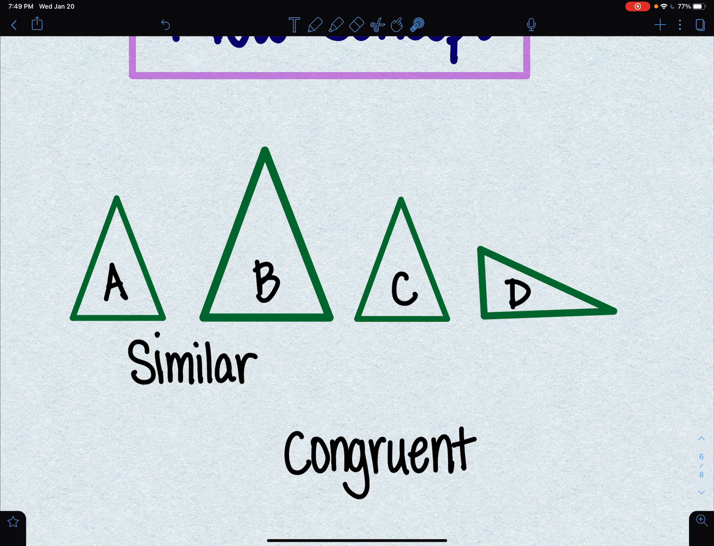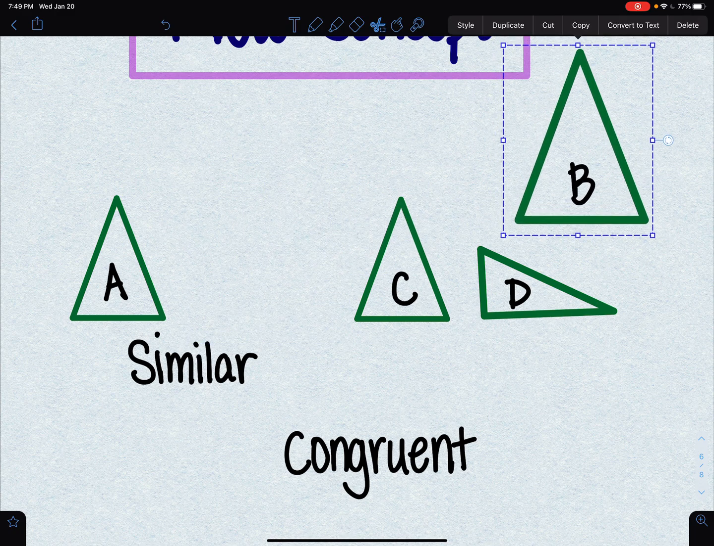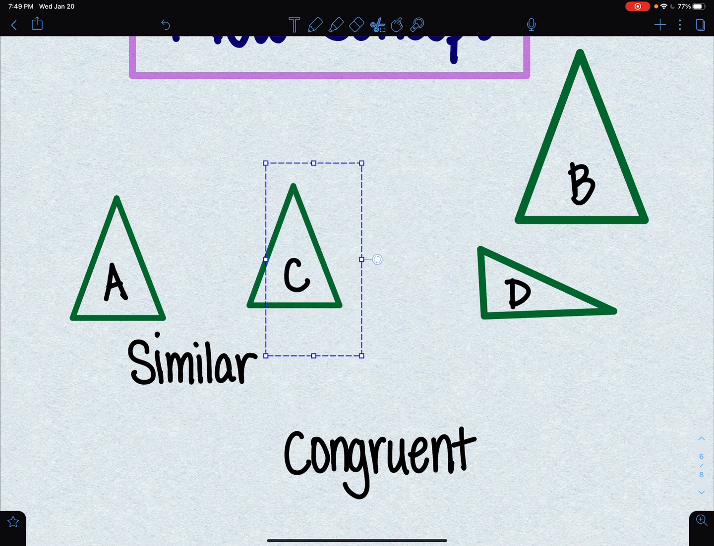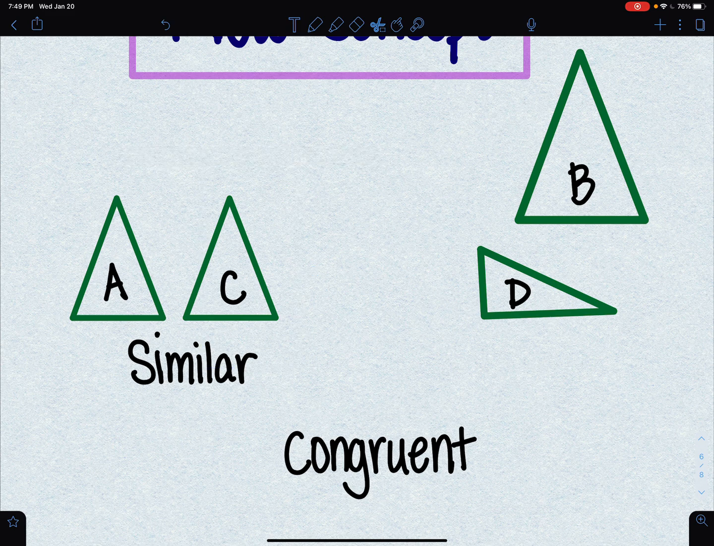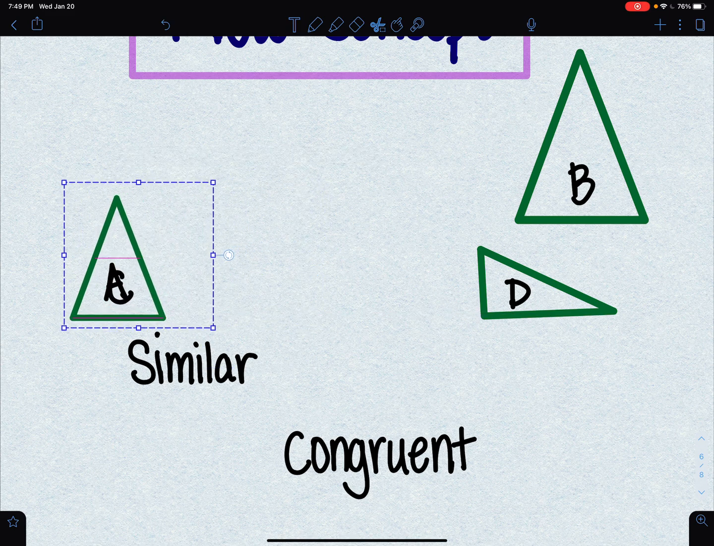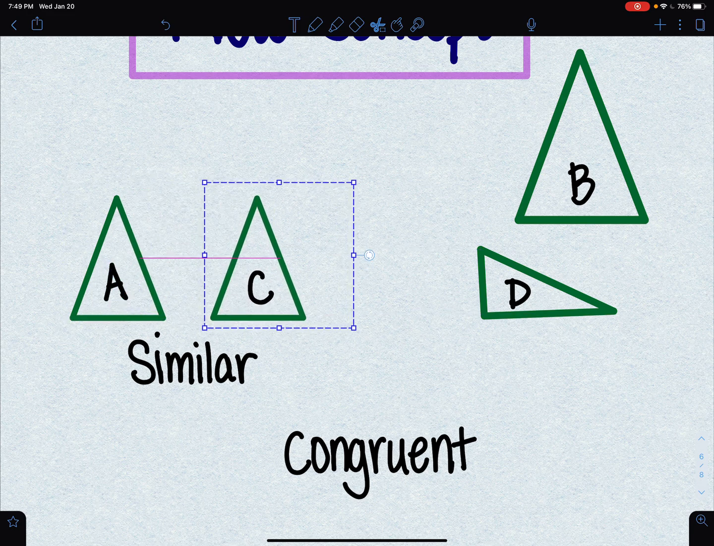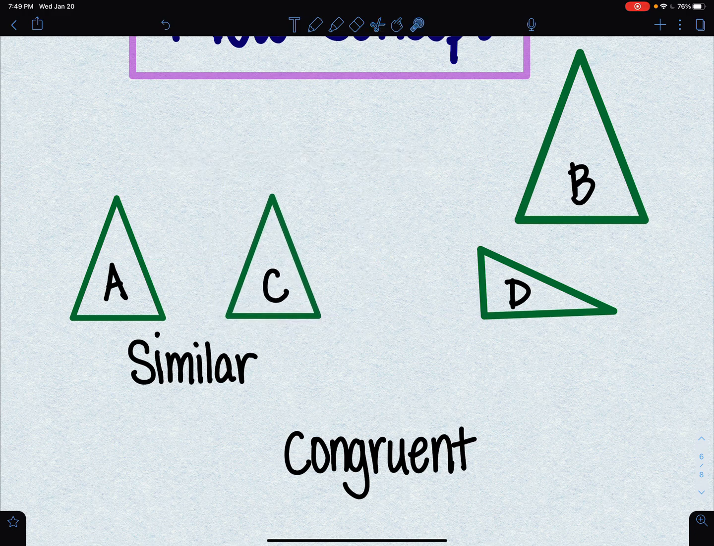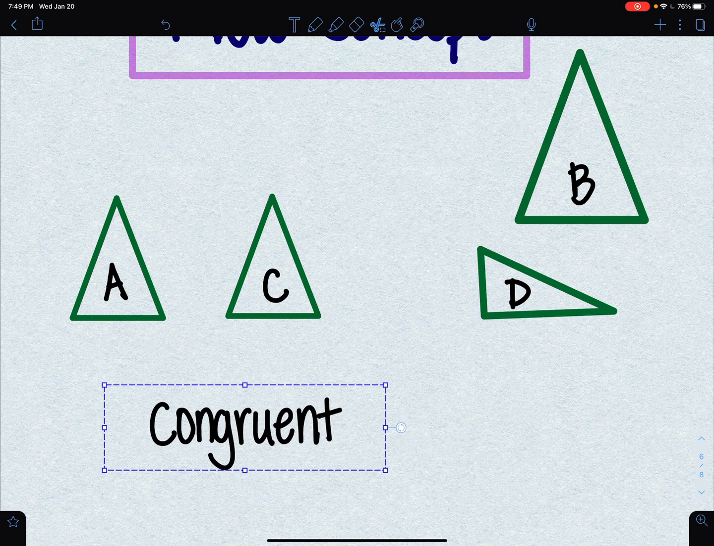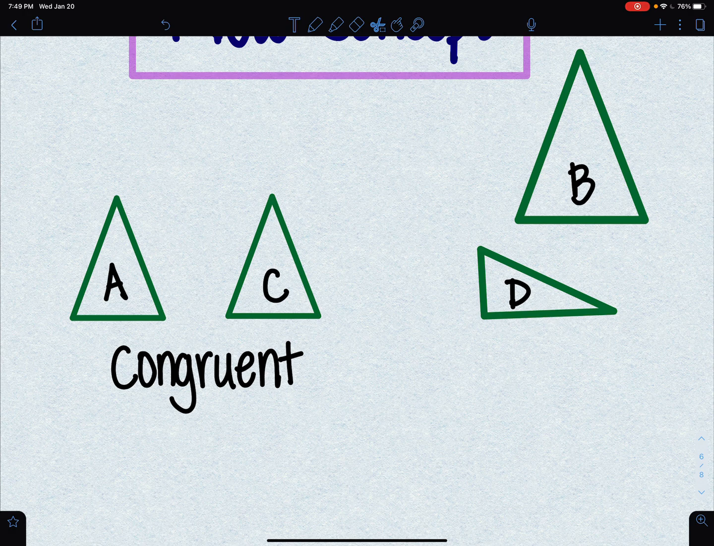Now there are 2 triangles here that are congruent. And I'm going to move this triangle out of the way so you can see better. Triangle A and triangle C are exactly the same. And I know they're exactly the same because I just copied one and made it side by side. See how I did that? Look how they're exactly the same. That means that their angles are the same, but also their lengths are the same. So these are not just similar, these are like identical twins. And when they're like identical twins, we call them congruent.